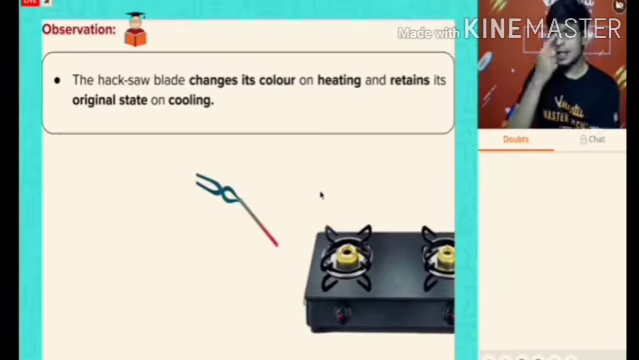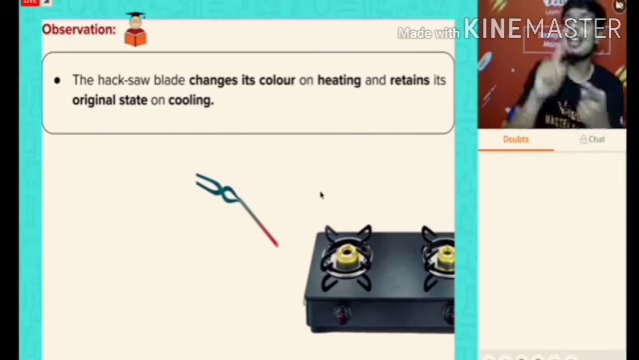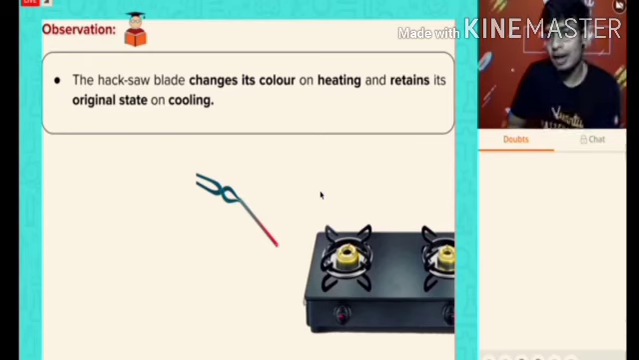Very simple. Now what happened here? Where does the change happen? The change happened in the color. It changed from one color to another color. But what did it retain?